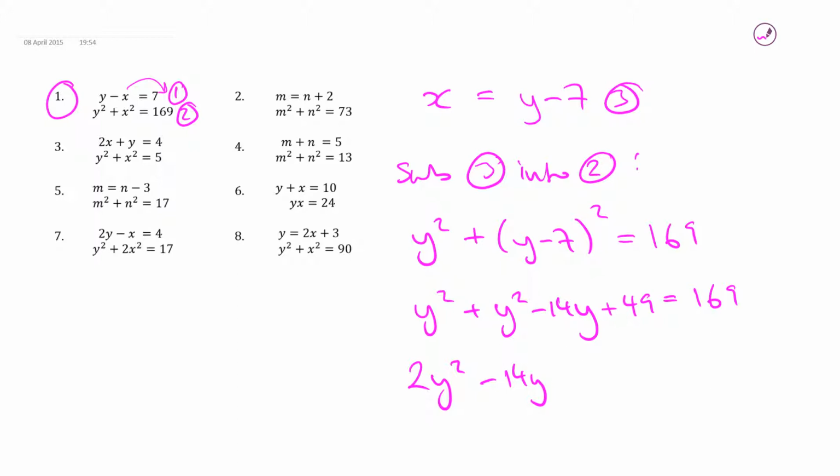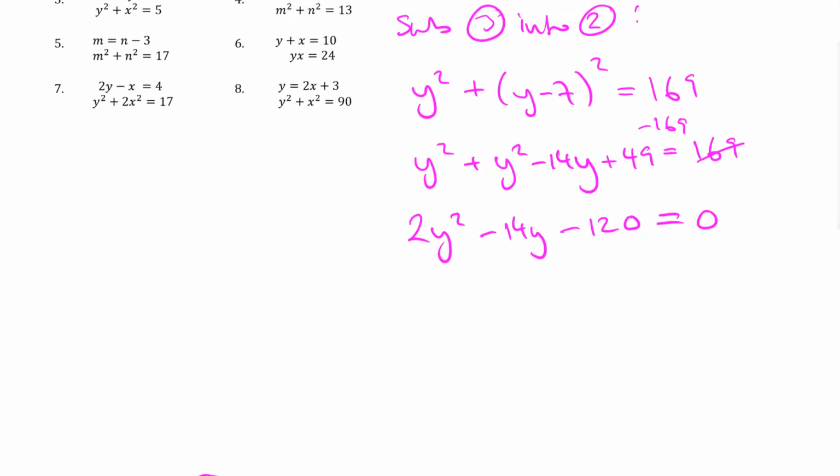So what would that be? Minus 120. So you normally make it equal to 0, don't you? So you bring that over, so you do 49 minus 169, which is minus 120, equals 0. Do you do two brackets? You can divide it all by 2. Very good.